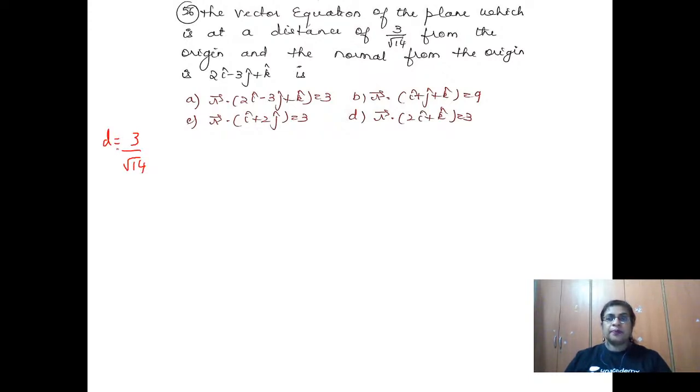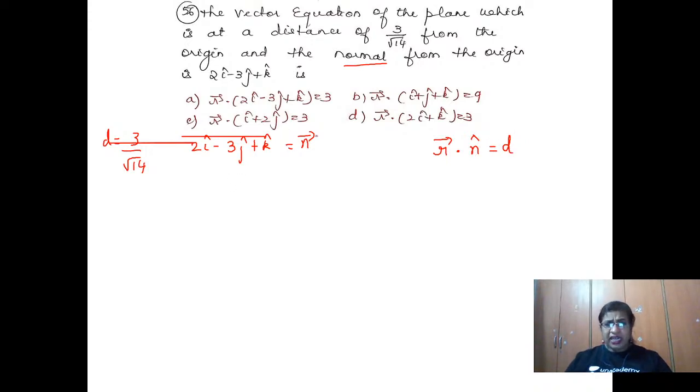This is the distance. And the normal from the origin is, okay, normal from the origin. That means the vector is given, 2i cap minus 3j cap plus k cap. So this is nothing but the n vector which is given. Now, what is the vector equation? See, whenever the word normal is there, it is nothing but the first derivation of the plane which you should know. Got it? So we have to get it in this form: R vector dot n cap is equal to D.